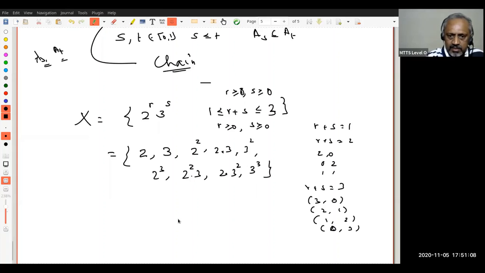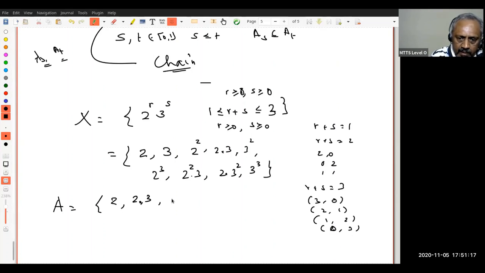Now let us look at the subset A, which consists of 2, 2 times 3, 2 squared times 3, and 2 times 3 squared. Now I want to know whether this is a totally ordered set. Notice that the set X is partially ordered, but not totally ordered.